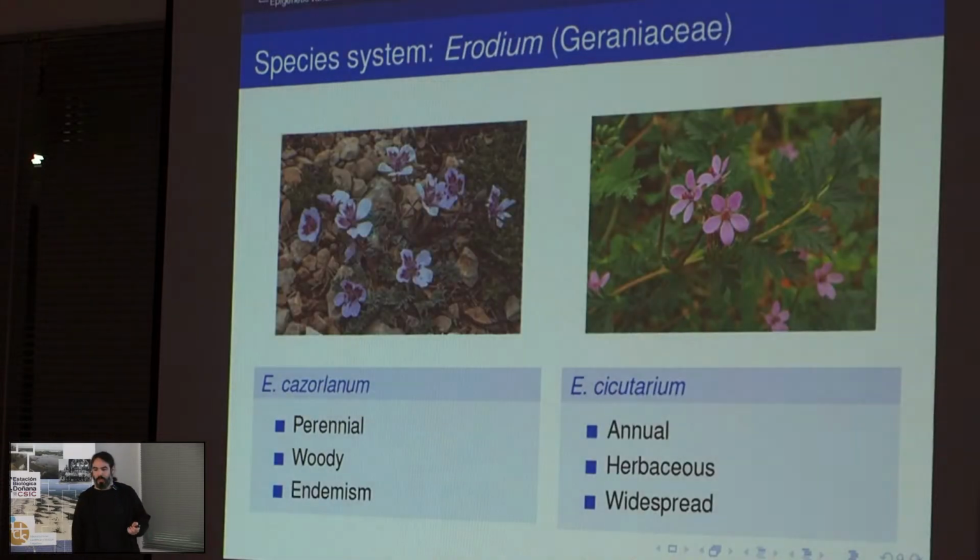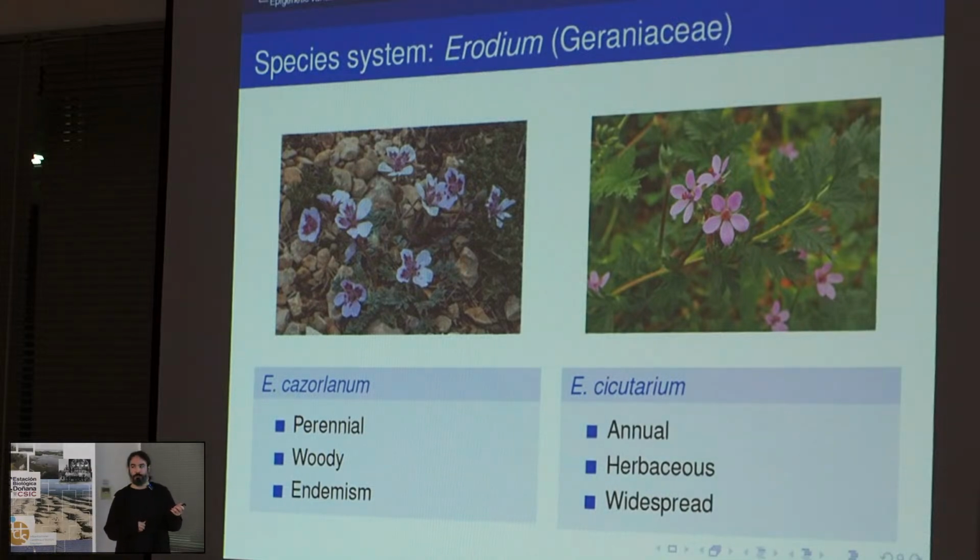So, the system I'm going to work with consists of these two species of the genus Erodium, in the Geraniaceae. We have Erodium cazorlanum, which is a perennial plant. It's woody, and it's an endemic of Sierra de Cazorla. In addition, it grows only in dolomitic soils, and I think it's an octoploid. So its genome size is quite big compared to the other.